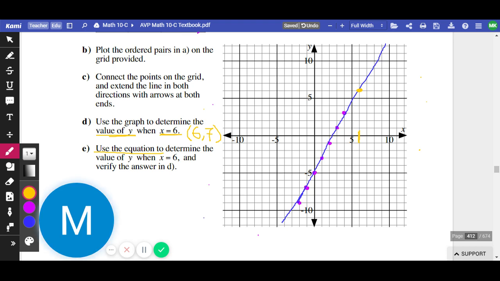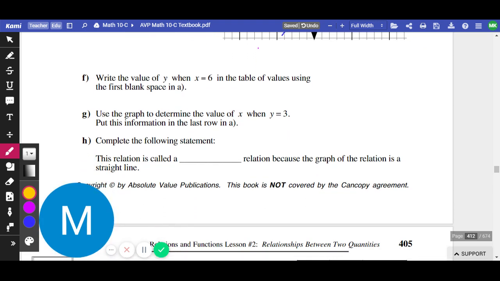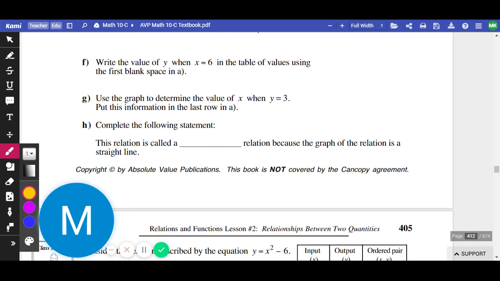Okay, I want you to try one on your own. So, oh, they have more questions then. No, wait, use it. Oh, we should do G. I like G.